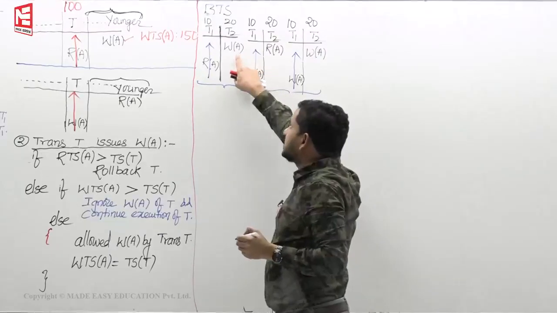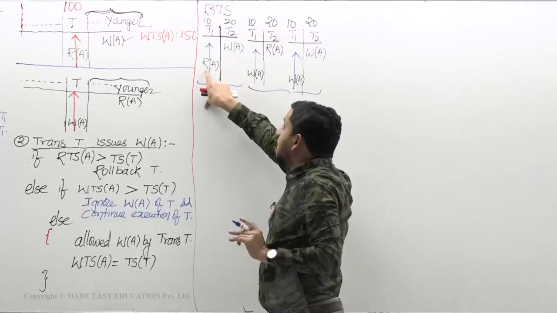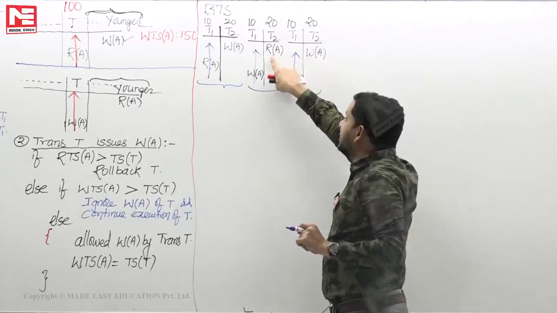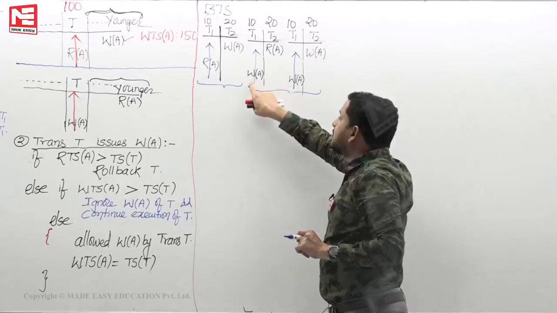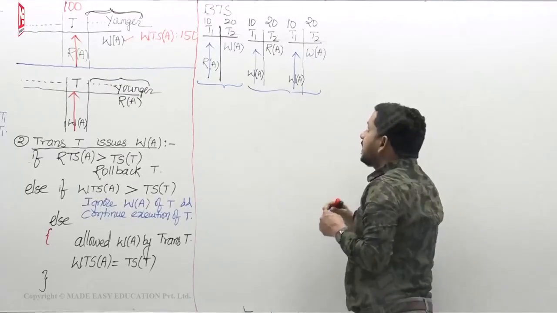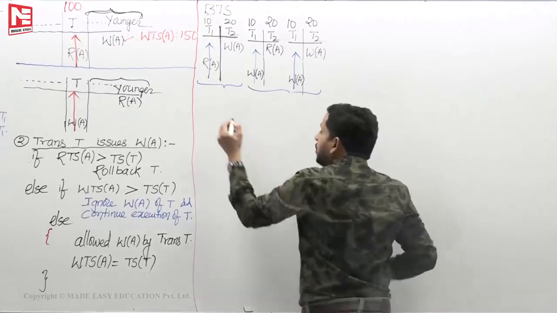If a younger transaction writes, the older transaction is not allowed to read, which is one possible rollback. If a younger transaction either reads or writes, the older transaction is not allowed to write, which gives the two more rollbacks, in the basic timestamp ordering protocol.